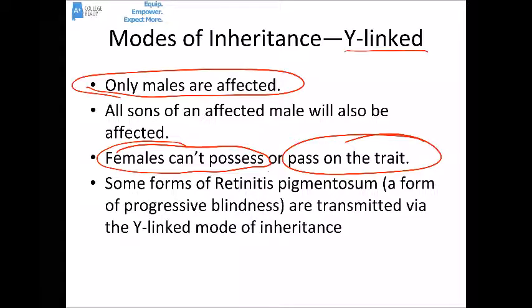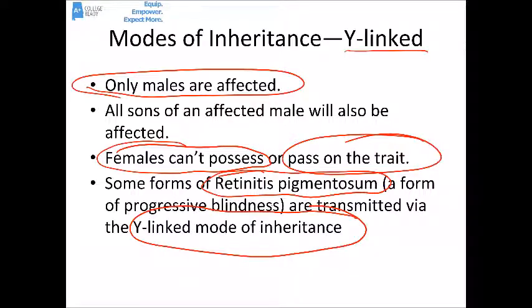There's a form of blindness, retinitis pigmentosum, that's commonly passed on this way. It's passed on from father to son, from son to son, to son, to son. Every generation that's descended from that male, his male children and their male children and their male children's children's children, are going to be affected because they're essentially getting the Y chromosome from the affected person unchanged.